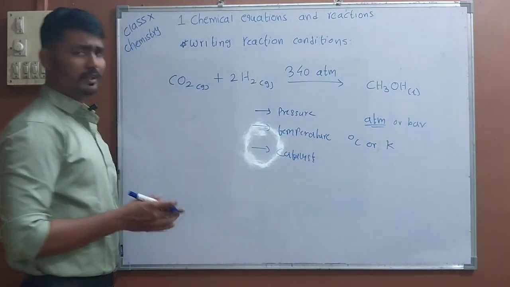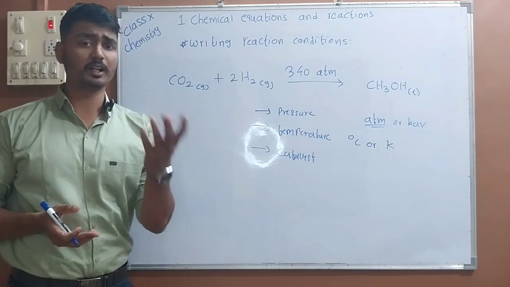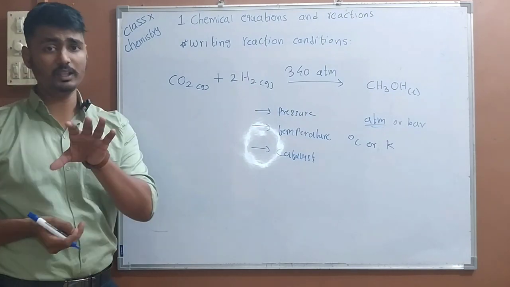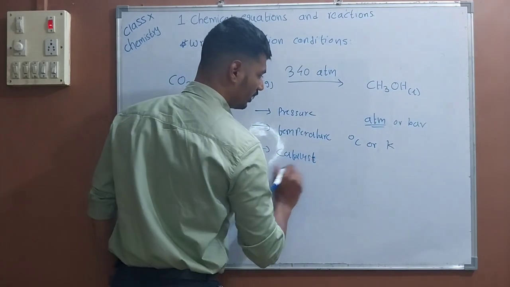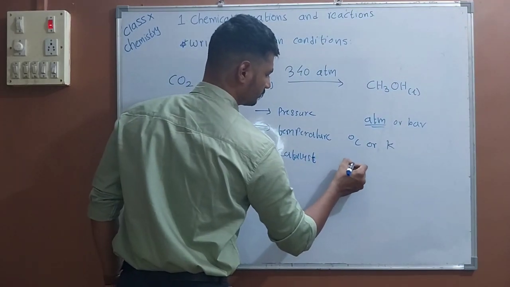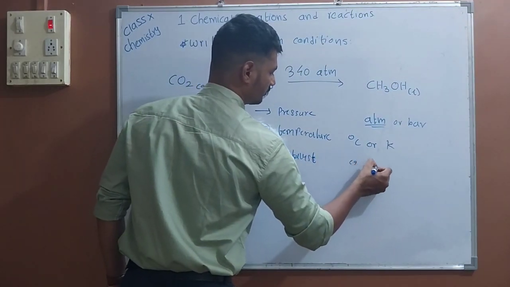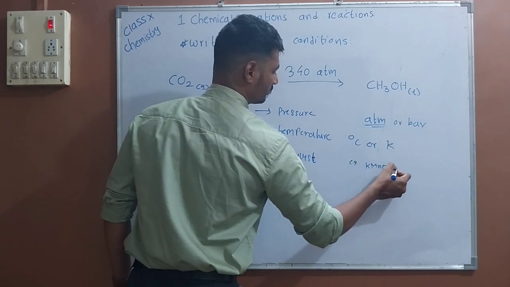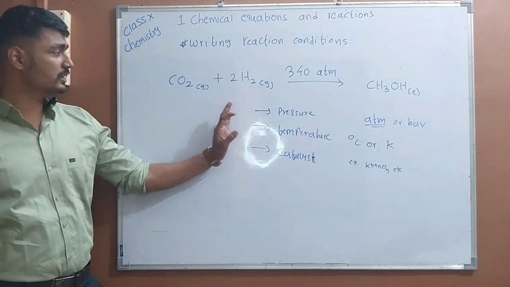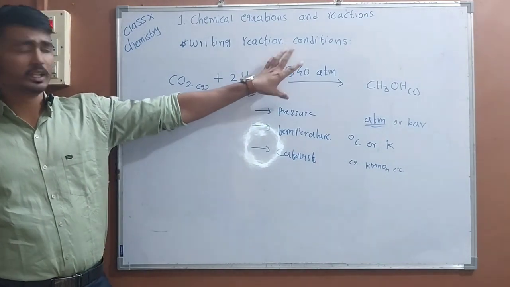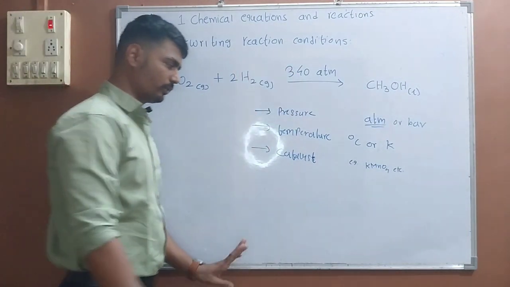What is a catalyst? It boosts up the chemical reaction without actually being involved in the chemical reaction. So which catalyst is used? Okay, so these are the pressure, temperature, and catalyst. These reaction conditions are written above the arrow or below the arrow.